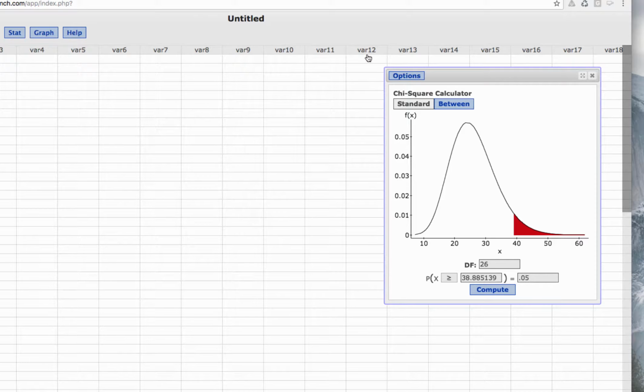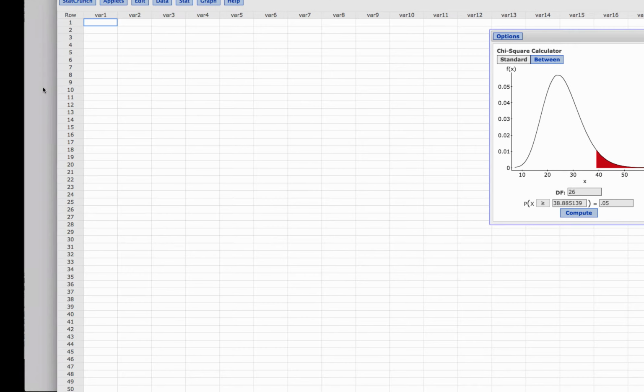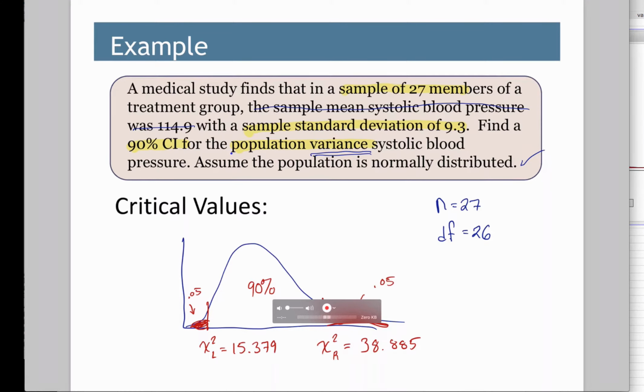Okay, so there we go. We got our confidence intervals back. And there are not our confidence interval, our critical values. So there they are.